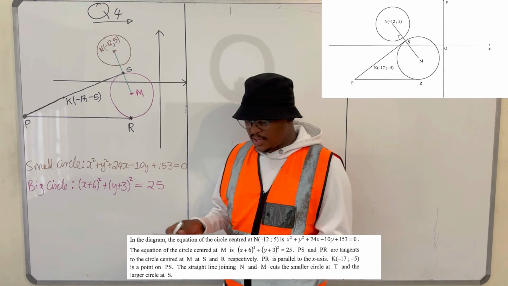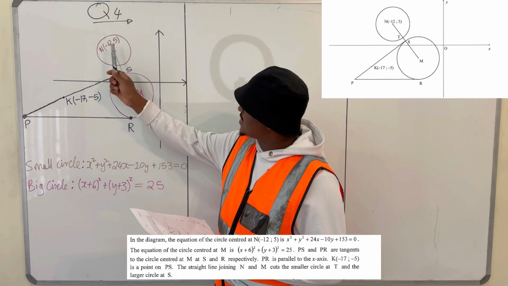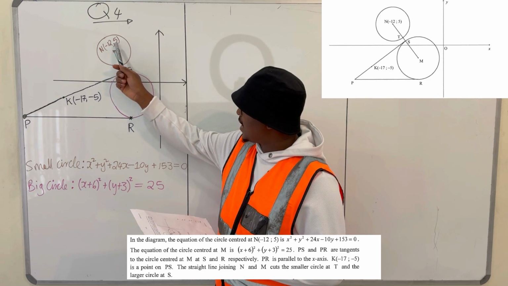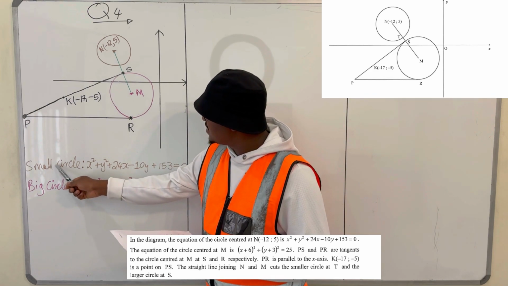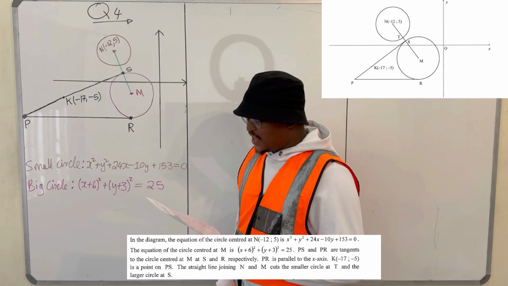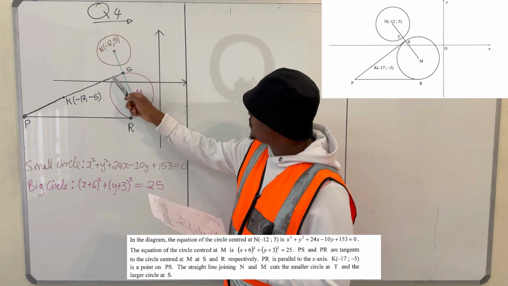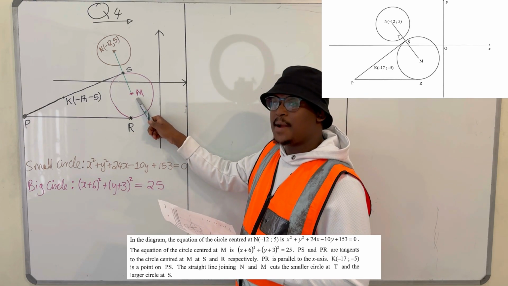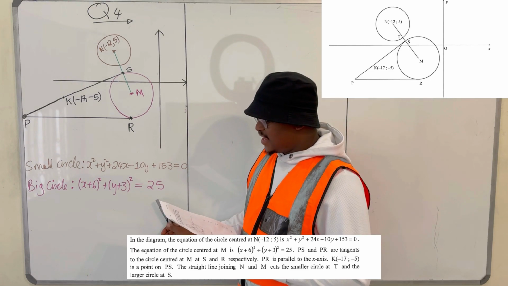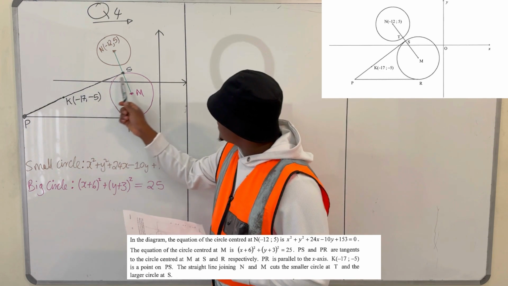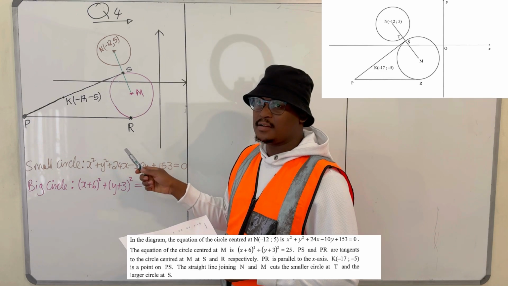No problem. Let's look at this here. So they're saying now, you have the equations, you have a small circle centered at N with the coordinates minus 12 and 5. And this small circle has this equation here. No problem. Then they're saying now, you have another circle centered at M, this larger circle, and you have this equation here that you can see.